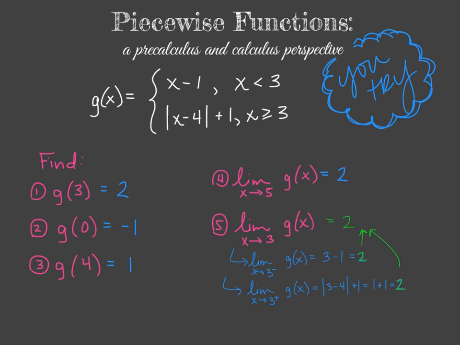If you'd like to graph this on Desmos and get some practice, that's a great idea. And you can see that our two pieces do come together at the coordinate point 3, 2.